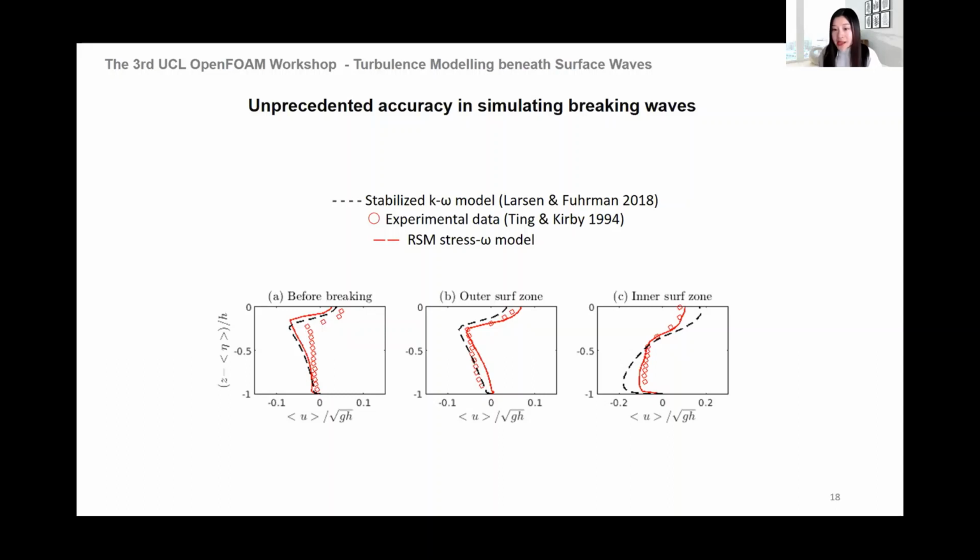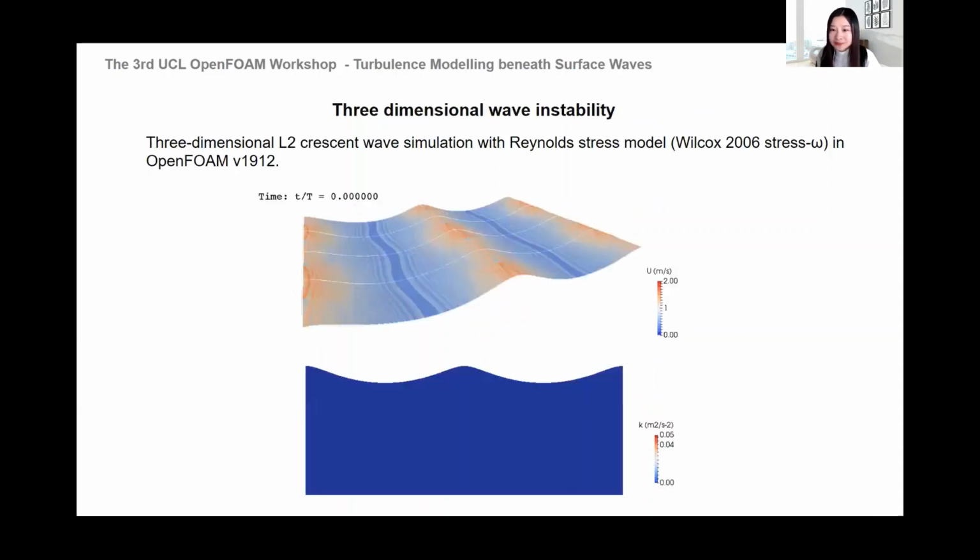But because RSMs are more complicated to implement than two-equation models and also more sensitive to mesh grids, and slightly more expensive than two-equation models, they have not been widely used in engineering practice, especially not properly used in coastal engineering. So our current work is considered the first formal analysis and also successful application of this model, showing very promising results, especially in breaking wave modeling.